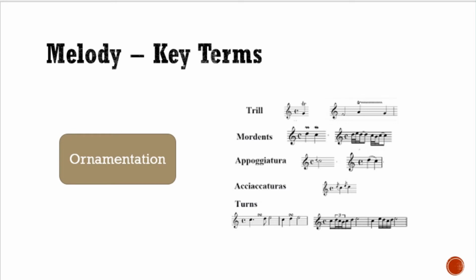And then finally, we've also got ornamentation. There's lots and lots of different types of ornamentation. We have looked at this briefly before. I'm just going to talk you through them quickly, but don't worry if you don't know all of these off by heart just yet. We've got a trill, which is rapidly alternating between 2 different notes. We've got a mordant, which is just like a really short trill. We've got an appoggiatura, which is also known as a leaning note, and it sounds like this.